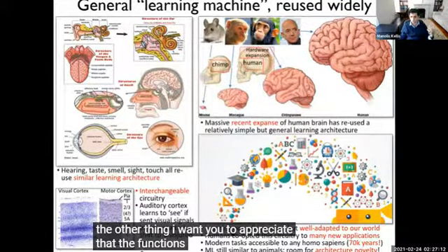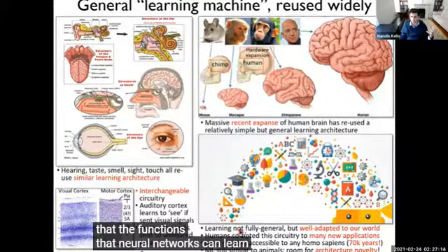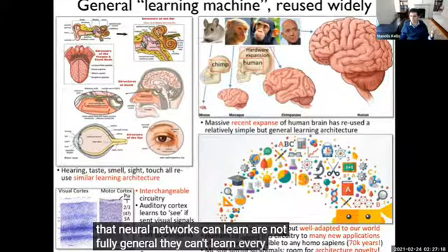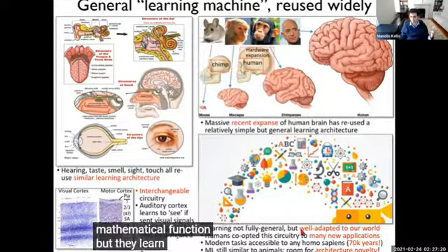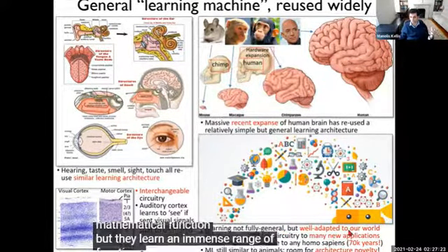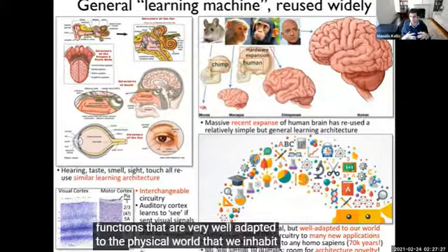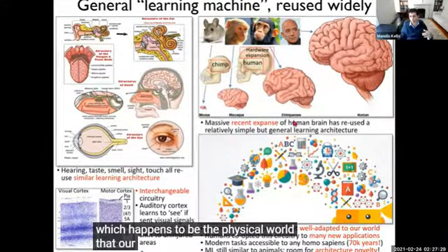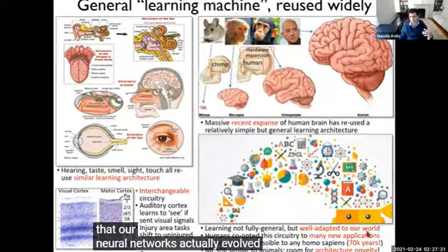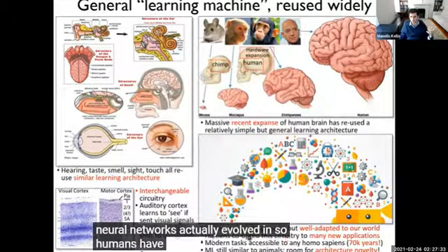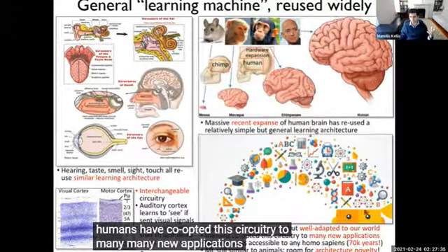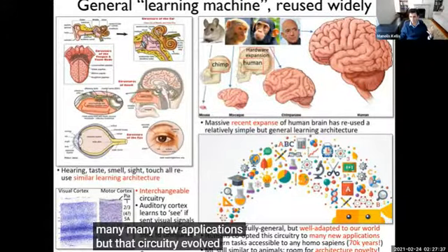And the other thing I want you to appreciate is that the functions that neural networks can learn are not fully general. They can't learn every mathematical function, but they learn an immense range of functions that are very well adapted to the physical world that we inhabit, which happens to be the physical world that our neural networks actually evolved in. So humans have co-opted this circuitry to many, many new applications, but that circuitry evolved much, much earlier.